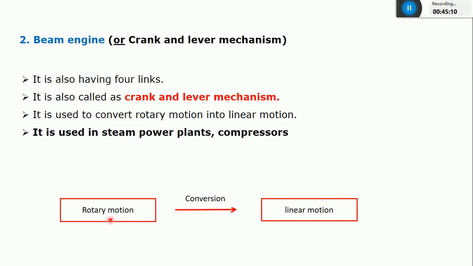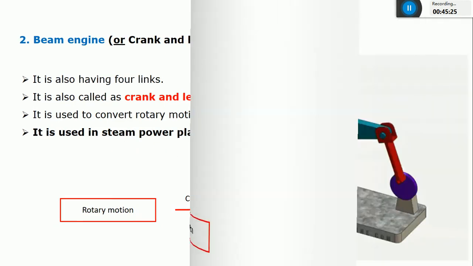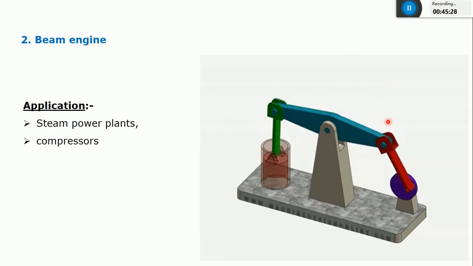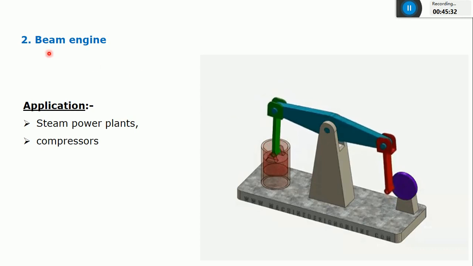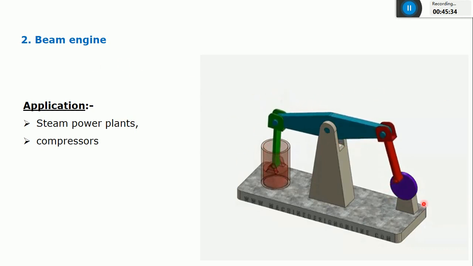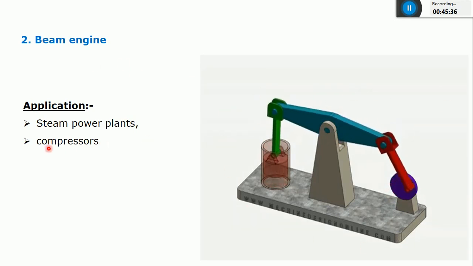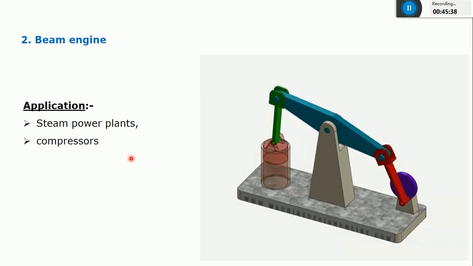So we're converting a rotary motion into linear motion. It has 4 links. It is also known as a crank and lever mechanism. It is used in steam power plants or compressors where you want to get a high pressure steam or a high pressure pneumatic air. You can see the animation of the same thing, how the beam engine actually looks. Applications are steam power plants and compressors.